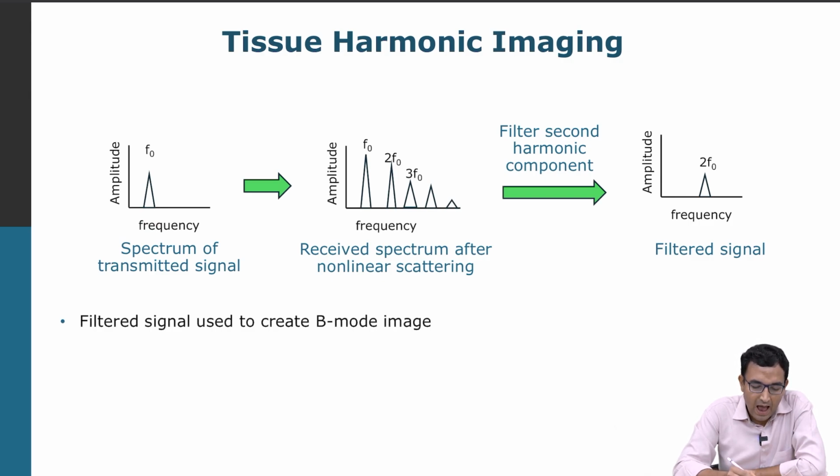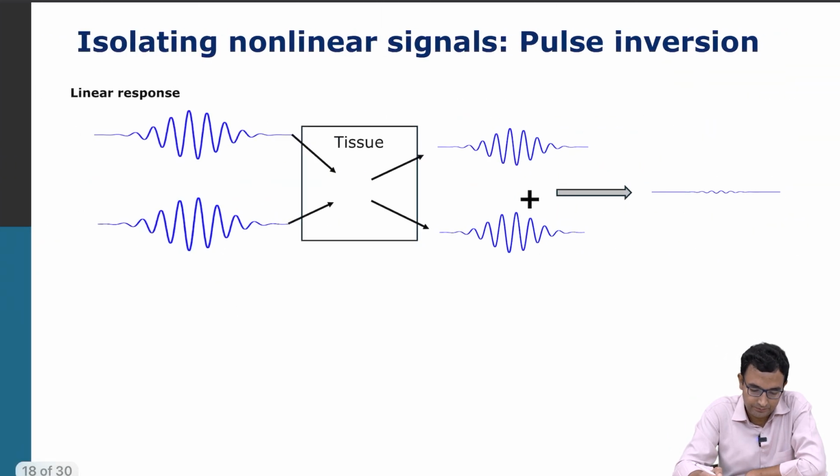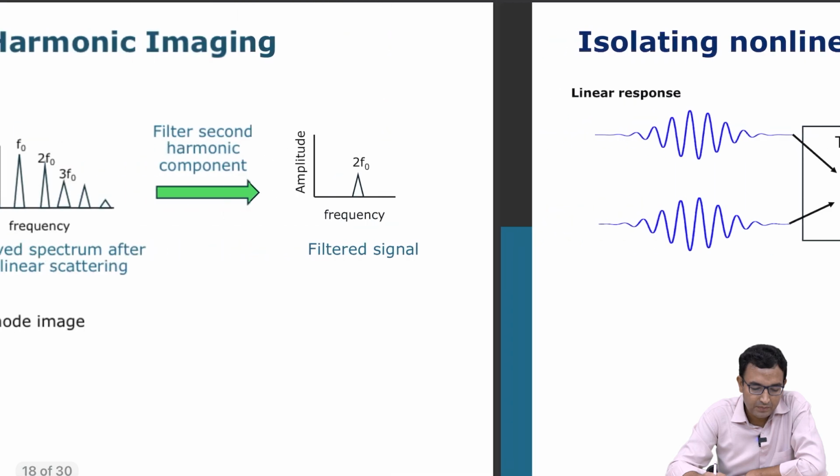Now, as the wave propagates in the medium, you start getting these harmonics. Let us say of these harmonics, the strongest component is 2f0. So I am going to filter the 2f0 component and I am going to now have a harmonic beam, and I am going to make an image out of this. So now how do I isolate this harmonic signal? One way is to use a filter, but there are other ways as well.